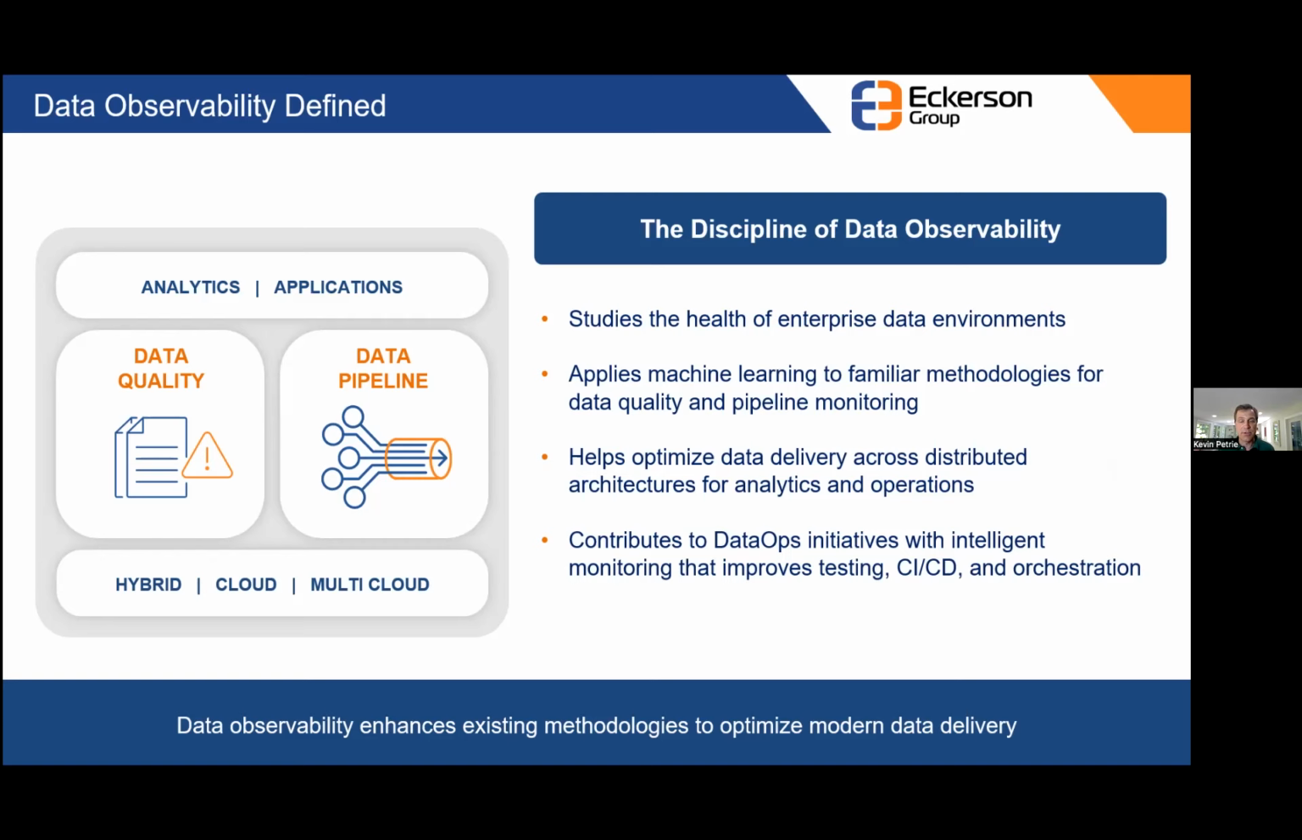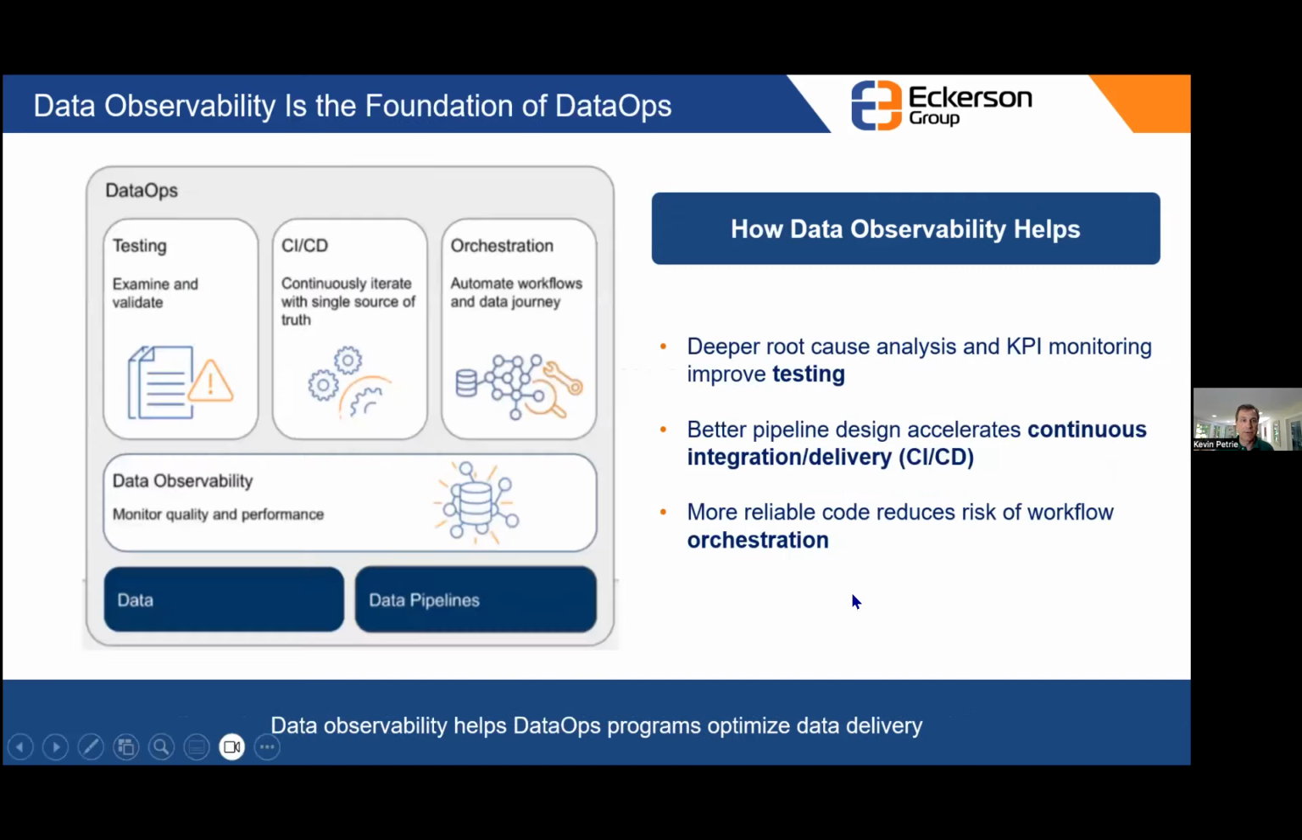Now, data observability also contributes to data ops initiatives, and I'll talk more about that, which include testing, CI/CD, continuous integration, continuous delivery, and orchestration of pipelines. So data observability is taking existing methodologies from APM, application performance management for pipeline observability, existing methodologies for data quality, and it's applying modern techniques and tools, including machine learning, to optimize modern data delivery.